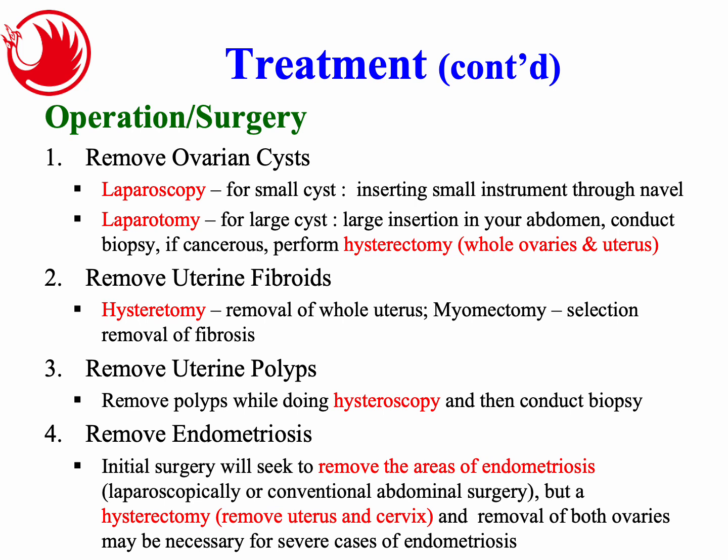They will use laparoscopy for a small cyst, where a small instrument is inserted through the navel. For a larger cyst, a larger incision in the abdomen is made. If a cyst is cancerous, a hysterectomy may be performed. A hysterectomy is the removal of the ovaries and uterus.